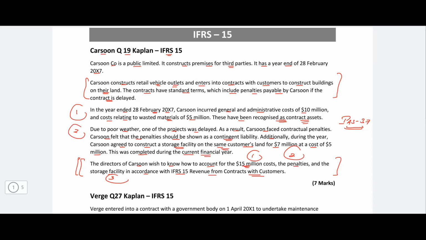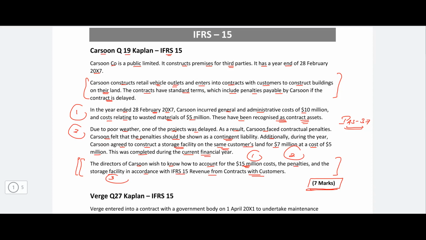It's related to the separate storage facility which needs to be constructed for the client. So that means it should be recorded as the revenue. So this complete question was for 7 marks. So this is the exam style question, and this type of questions you will be having in the exam. So make sure you remember all the stuff which you have studied within that particular standard.